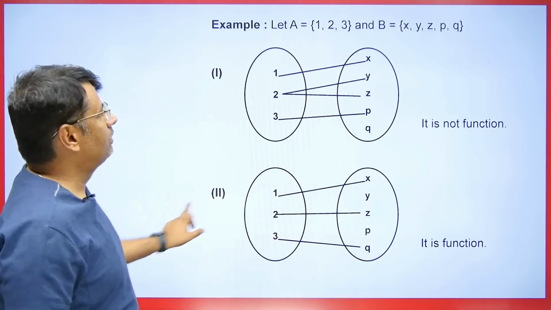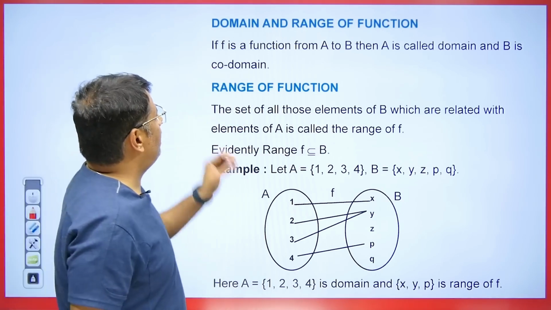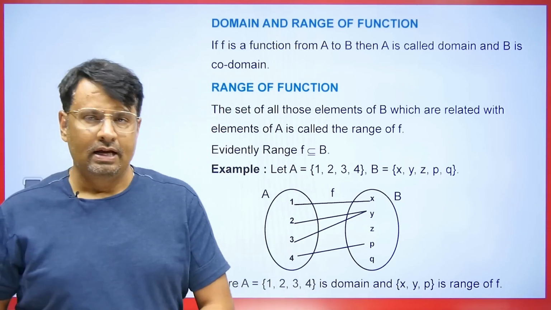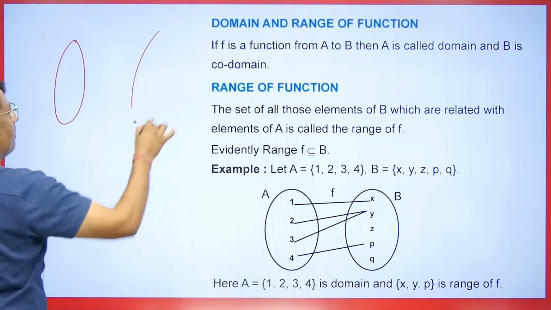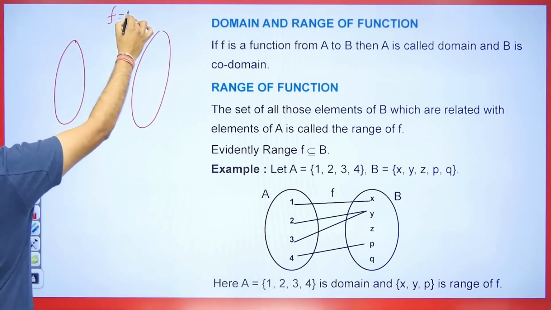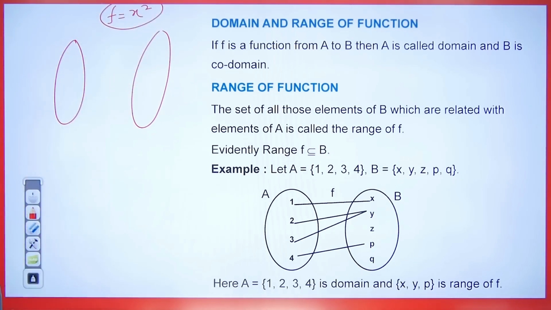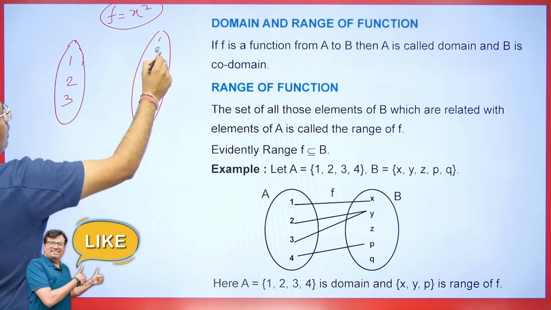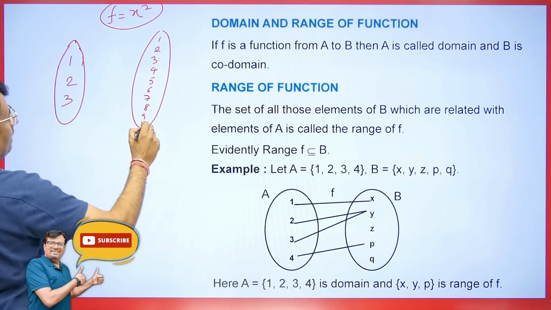Is this clear? So students, let's talk about the domain and range of a function. If a function goes from A to B, then A is called the domain and B is called the codomain. So it simply means that whatever element is given to us. Let's say that we have a function f(x) = x square, or y = x square is given to us. Okay, students? And now you can see that here elements 1, 2 and 3 are given to us. And here we have 1, 2, 3, 4, 5, 6, 7, 8, 9 and 10, right?